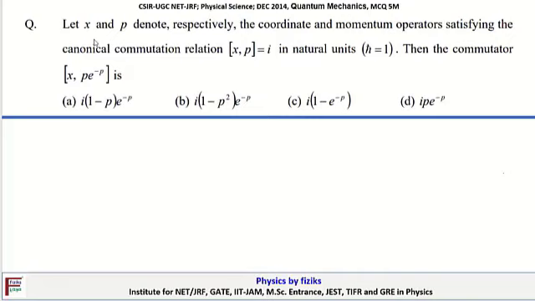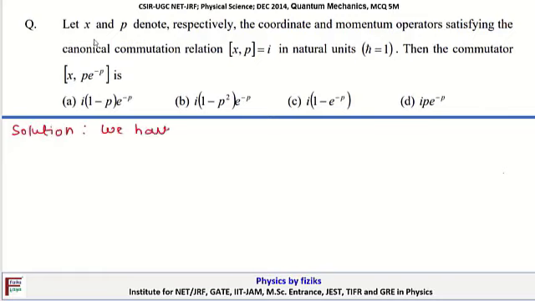Let x and p denote respectively the coordinate and momentum operators satisfying the canonical commutator relation [x, p] is equal to i, in natural units h cross is equal to 1. Then the commutator [x, p e to the power minus p] is. Solution.